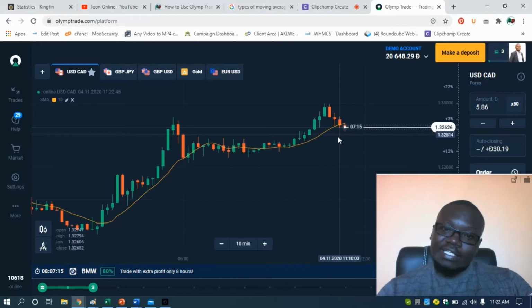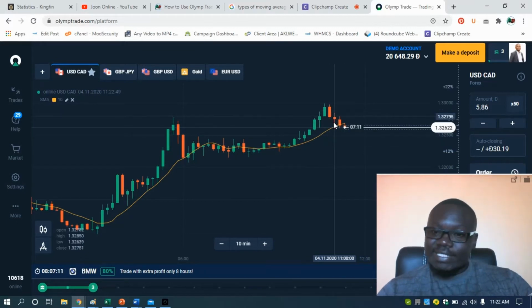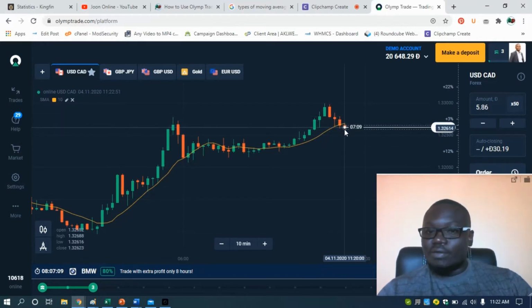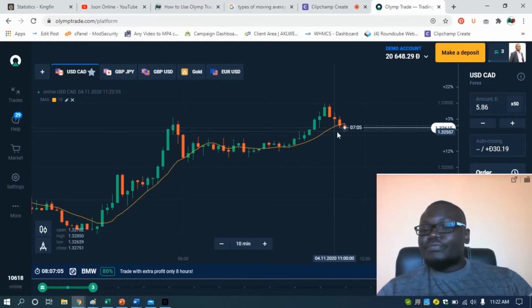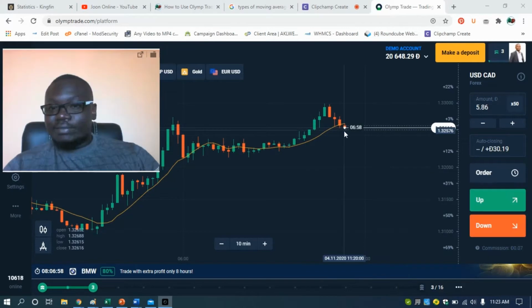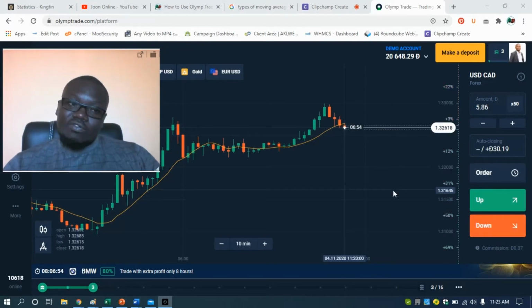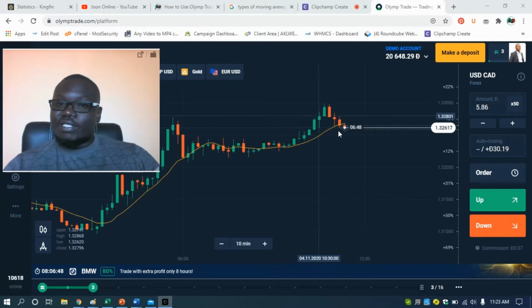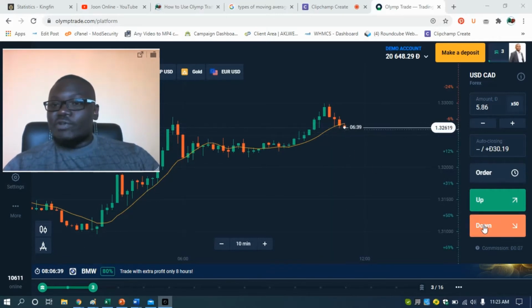So again, if sellers are able to push prices below and break below the SMA, then you can place your order and trade on the downtrend. That is one of the ways to trade with the SMA, especially if you are using a single SMA. You can trade the breakouts. If it breaks out on this level and you confirm that it is a breakout, you can go ahead and trade in the direction of that trend.